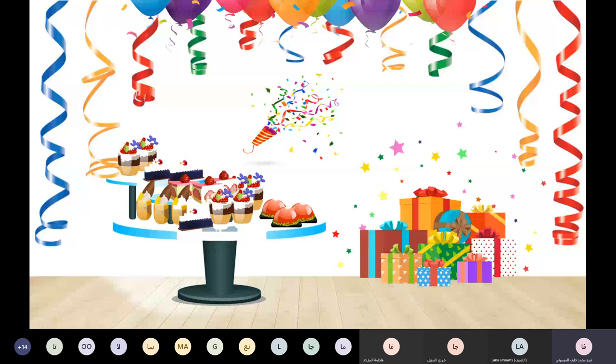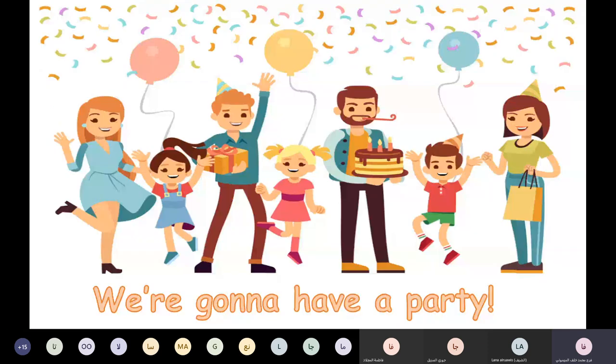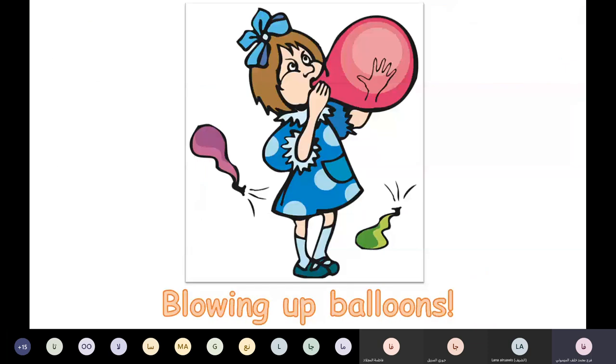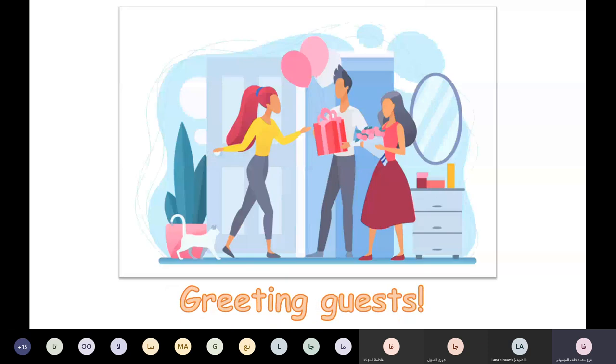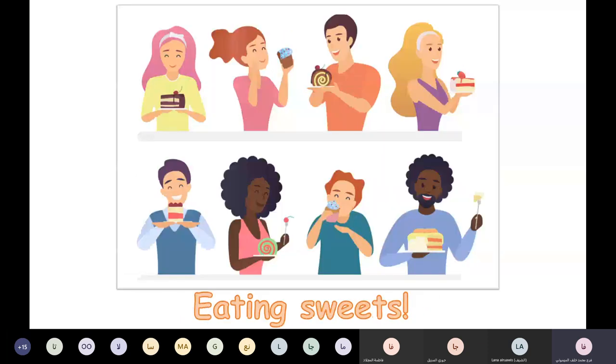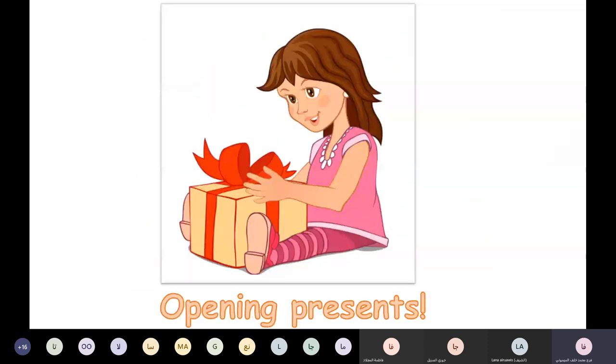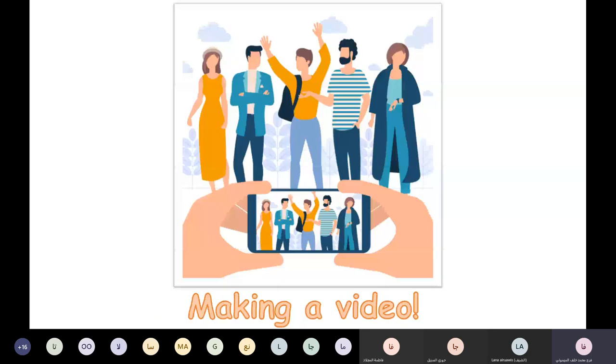Now, young ladies, we're going to start the party. One, two, three, let's start. A party, we're gonna have a party. Putting up decorations, lighting candles, blowing up balloons. Greeting guests, eating sweets, throwing confetti. Greeting guests, eating sweets, opening presents. Taking a photo, making a video, watching fireworks.